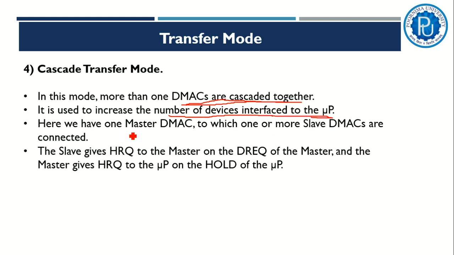So here we have one master DMAC, and all the other DMACs will be slaves. The slaves are connected to this master DMAC. The slaves send HRQ to the DREQ of the master. So there will be a data request signal from the slaves to the master. And the master gives a hold request to the microprocessor to put it on hold.